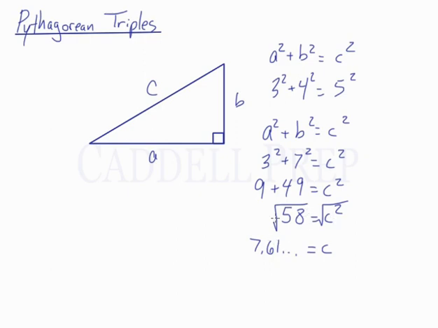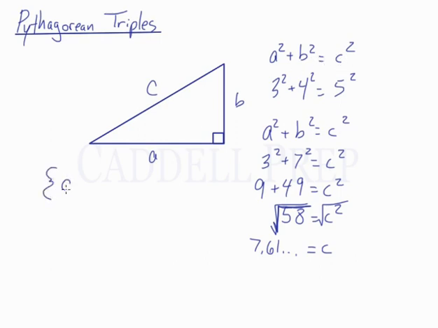We only get an integer when we end up doing the square root of a perfect square. So like the square root of 49, square root of 64, square root of 144. All of those would give us an integer. So a Pythagorean triple is a group of integers that work in this perfectly.